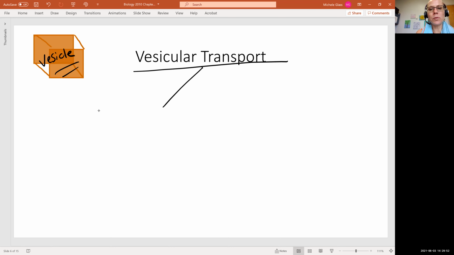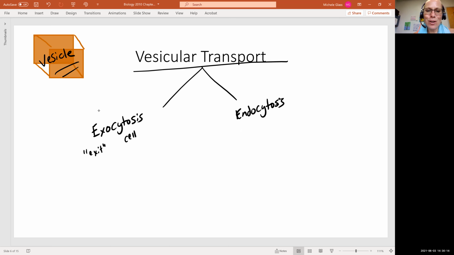Now, vesicular transport comes in two varieties. So we have what's called exocytosis, and then we have endocytosis. Now the CYT part of the word, cyte, means cell. So exocytosis is exit the cell. And endocytosis is basically into the cell, right?